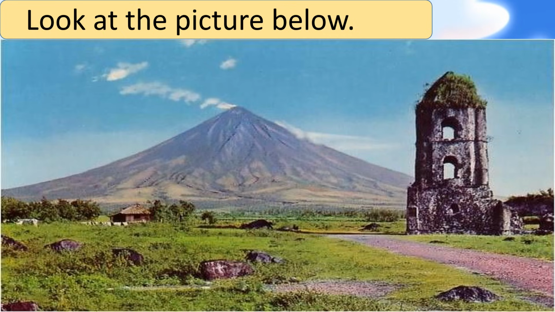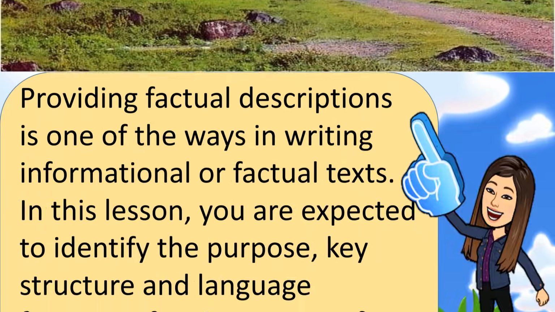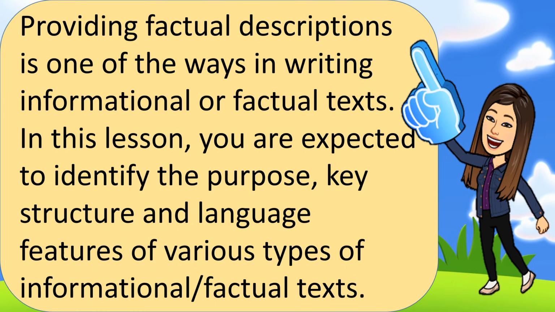A number of factual information may be given or generated about Mount Mayon. Using the given information, you will be able to write a text or paragraph that provides description on the given picture or item. Providing factual descriptions is one of the ways in writing informational or factual text. In this lesson, you are expected to identify the purpose, key structure, and language features of various types of informational or factual text.